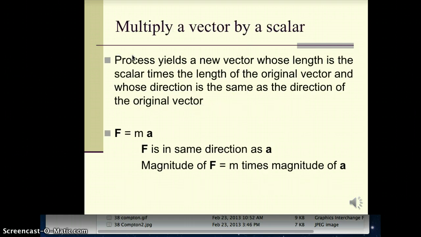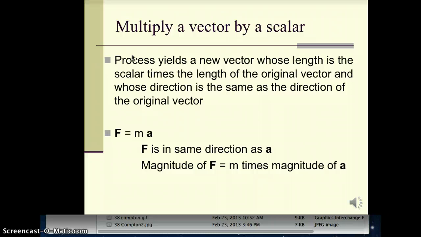We can multiply a vector by a scalar. That process will give us a new vector. The length of that new vector will be the scalar times the length of the original vector, and the direction is going to be the same as the direction of the original vector.